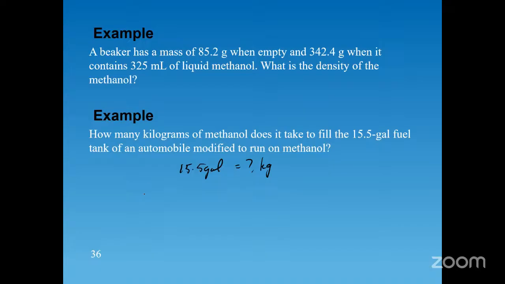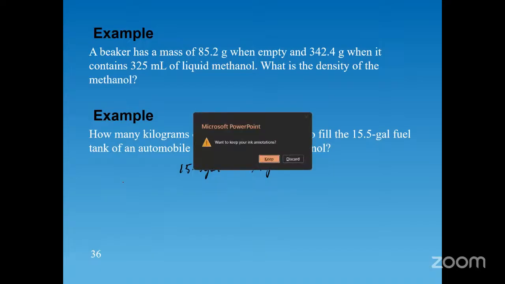Now, the way I would go about doing this is that I would try to find some way of converting the gallons to mL, right? So you're going to need this table again.